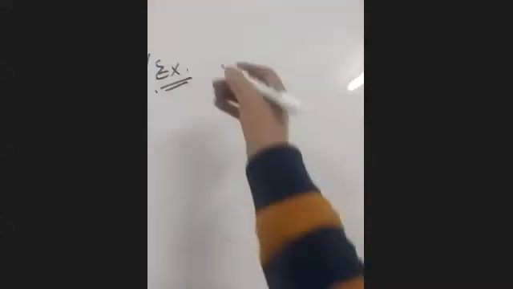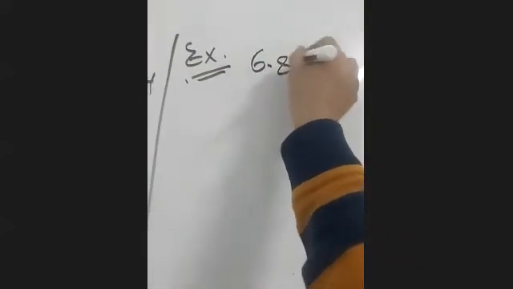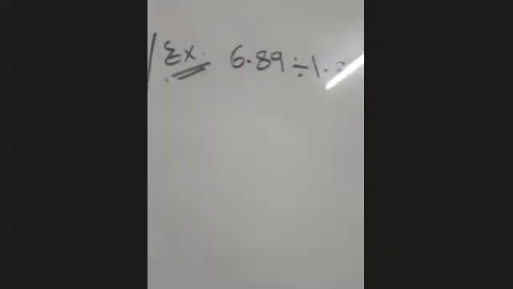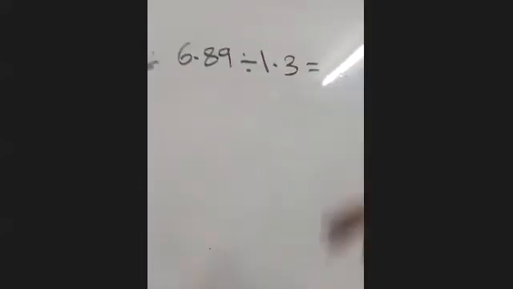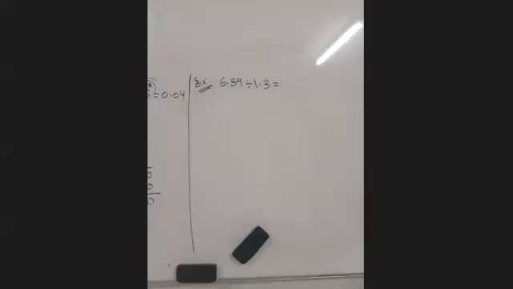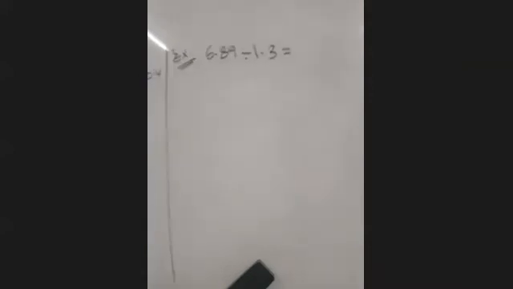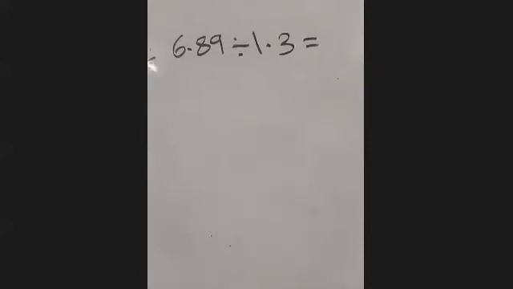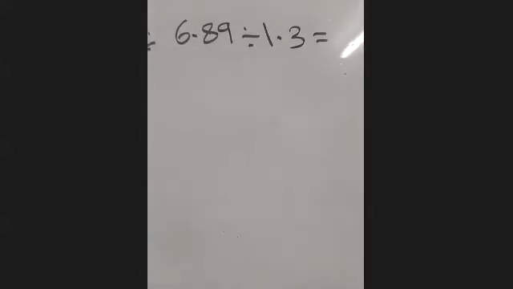So let's take another example: 6.89 divided by 1.3. Who can help me here? Come on, Ghassan. What's the first step? We put the decimal after the 3.